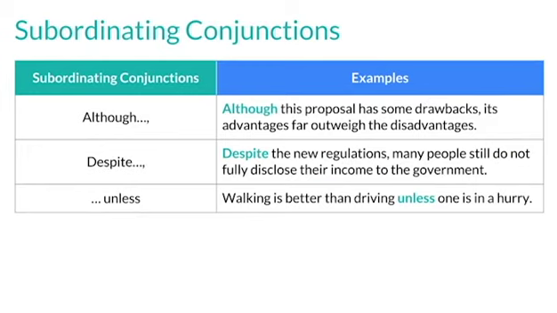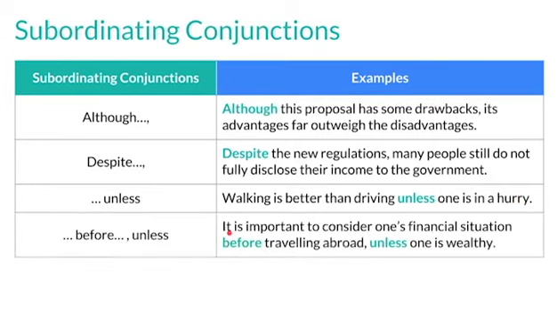Next, we have unless. Walking is better than driving unless one is in a hurry. Here we have the independent clause before the dependent clause. Here's the next example. It is important to consider one's financial situation before traveling abroad, unless one is wealthy. Notice that in this sentence, we have an independent clause plus a dependent clause plus another dependent clause. So in this sentence, we have one independent clause and two dependent clauses.